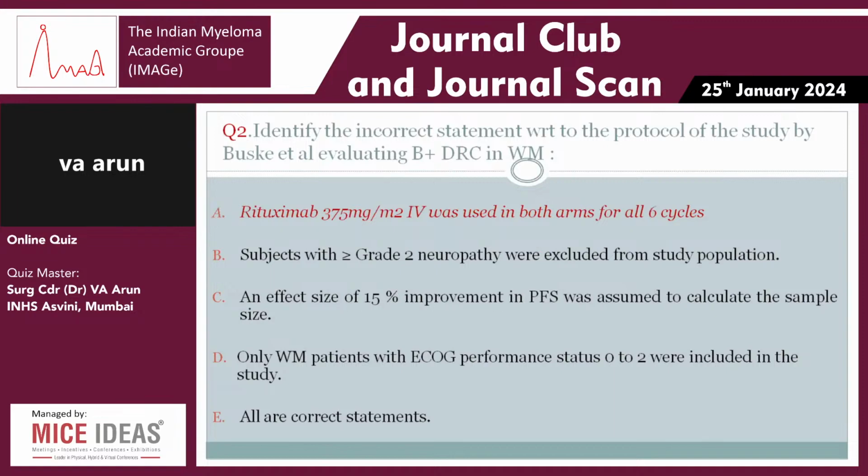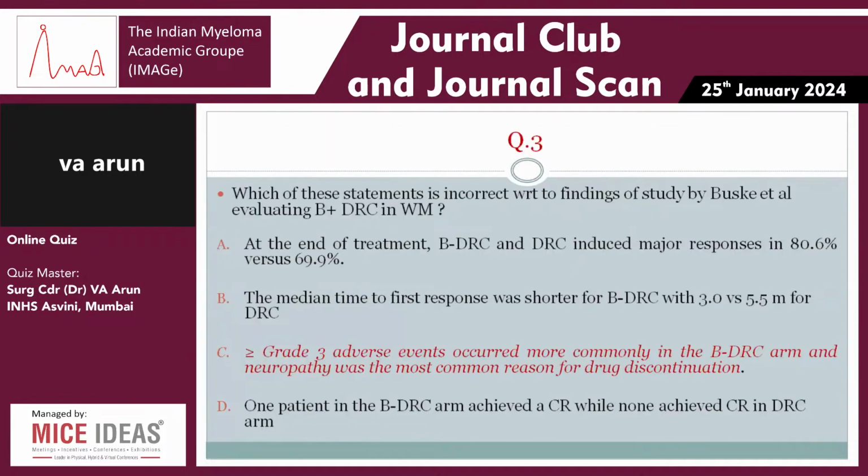chondrophilic staining. As beautifully highlighted by Dr. Dalal in his Journal Club, the initial dose of rituximab was 375 milligram per meter square IV, but subsequent doses were all subcutaneous flat doses. So the first statement is incorrect. The other statements are correct. And with respect to the outcomes in the study, again, the incorrect statement would be grade 3 adverse events occurred more commonly in the quadruplet arm, which is incorrect because grade 3 or more adverse events were similarly distributed in both the arms.